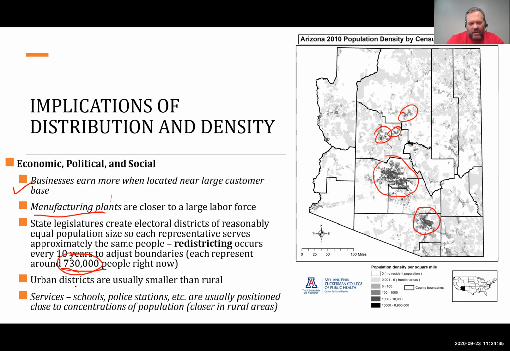All right. Urban districts. So urban districts, the cities, are usually smaller than rural districts. And so, if we take a look at Tucson, which is here, here's the rural area. And so it's a lot bigger. All these areas without a lot of people are a lot bigger. But this is where the population is. All right. And so when you look at things like schools and police and other services like that, you're going to find them concentrated in these areas, and it's going to be much more sparse in the other areas.